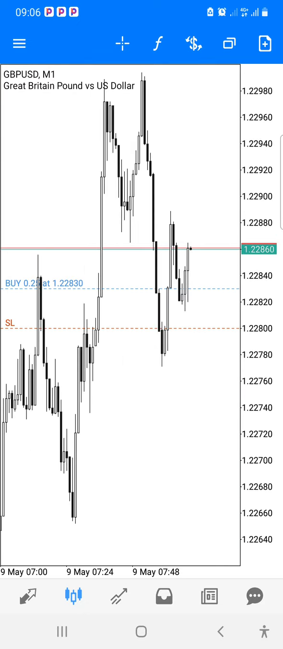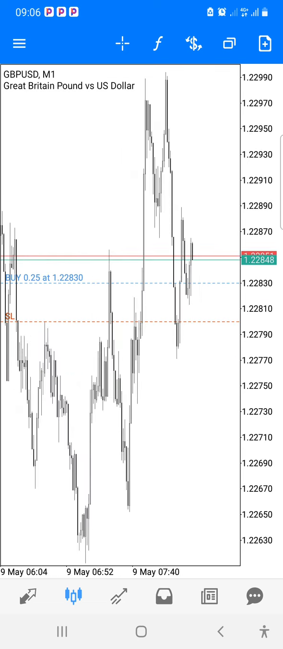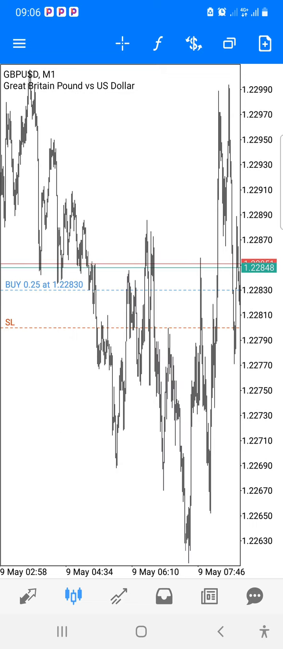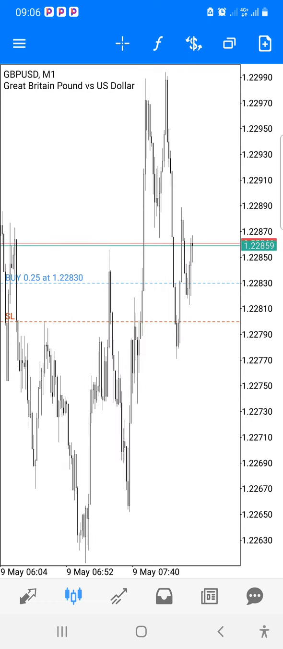In actual sense, it might be a good trade, but we don't know yet because I didn't even do any analysis on it. But okay, let's see how it goes. But don't take this one as a serious trade.